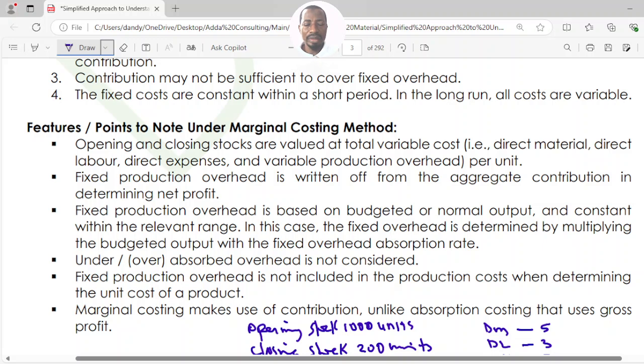In the format, when you deduct the cost of goods sold from the sales, what you have thereafter is the contribution. Once you subtract the cost of sales from the revenue, the difference will represent a contribution under the marginal costing approach, whereas under the absorption costing approach, the difference will represent a gross profit. So these are some of the features you need to take into consideration when you are preparing income statements using the marginal costing approach.